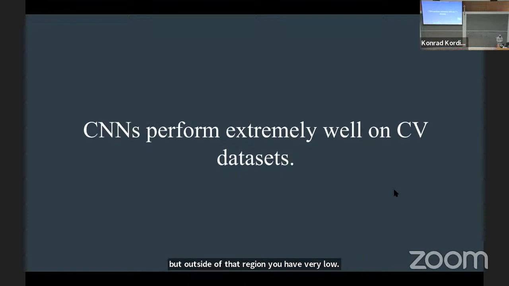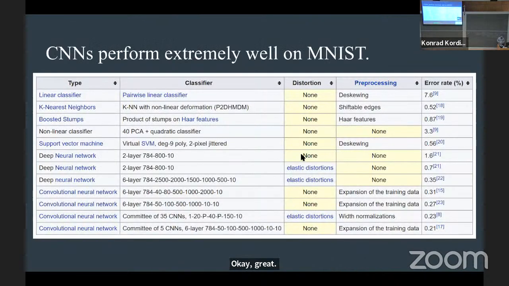Great. Okay, I love questions. Any more questions? Let me monitor the chat here. Nope. Okay, great. So let's take MNIST. Do you all know MNIST?